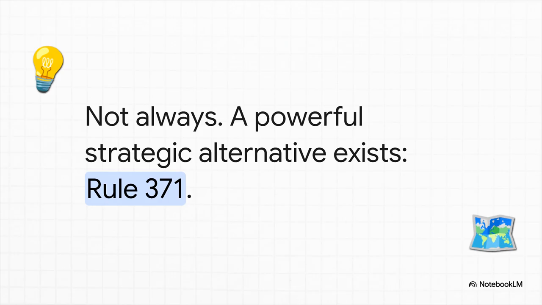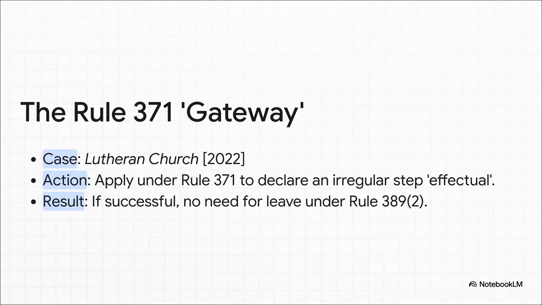Rule 371. It deals with the effect of failing to comply with the rules in general, and it can be a really powerful alternative strategy. A case called Lutheran Church really opened up this pathway. It confirmed you can make an application directly under Rule 371, asking the court to declare that your irregular step was, in fact, effectual. Now, if you get that order, the step is validated, the stay might be lifted, and you could potentially avoid that whole messy, difficult Rule 389-2 application altogether. It's a massive strategic choice to consider.